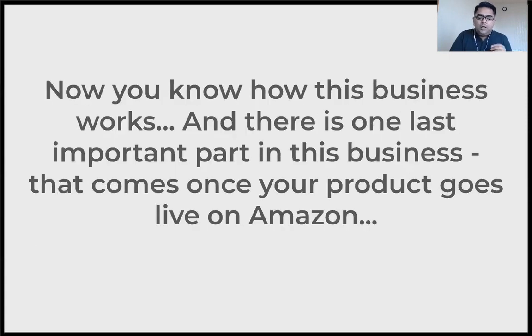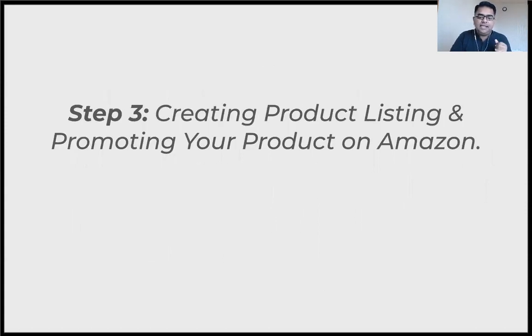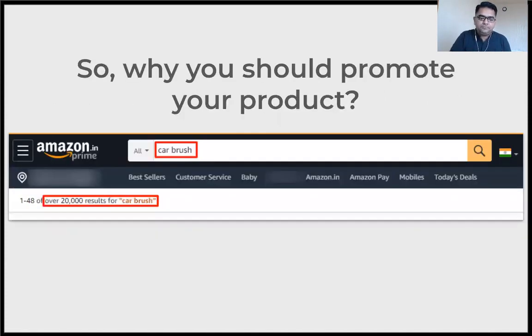Now, you know how this business model works, and there is one last important part in this business. That comes once your product goes live on Amazon. That is systematically producing sales on Amazon on demand. That is what we are going to see in this next step. That is step number 3, creating your product listing and promoting your product on Amazon.